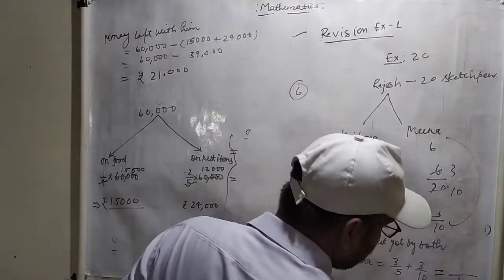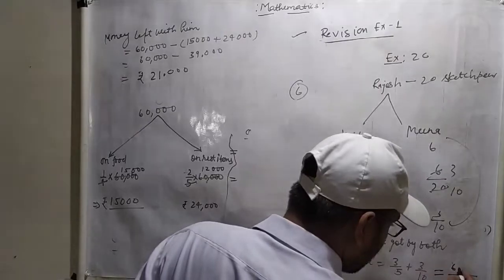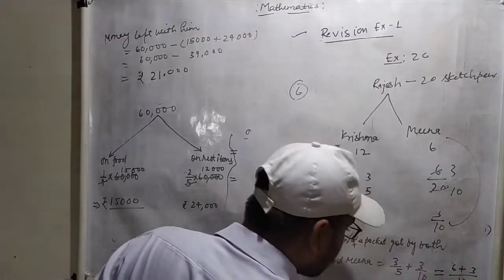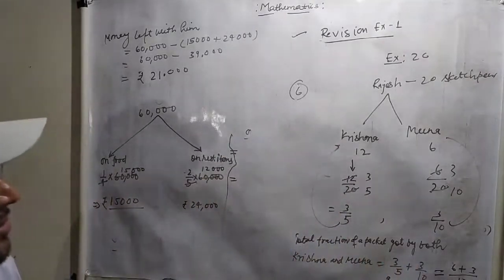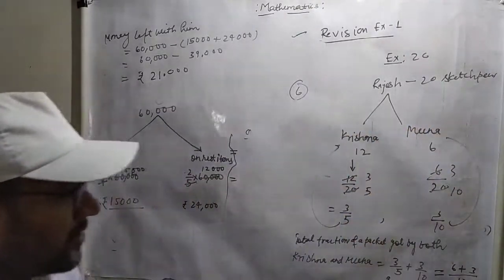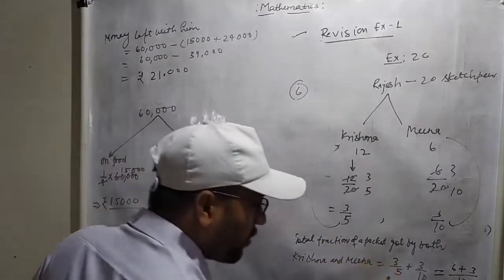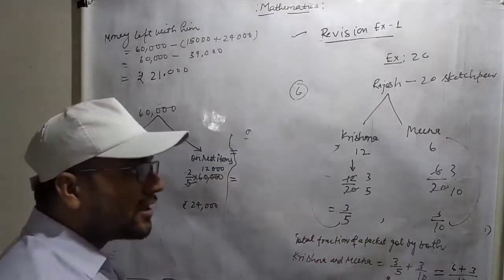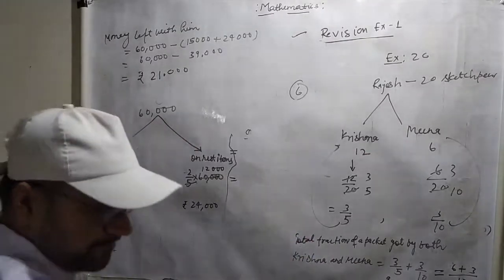So your LCM is 10. 3 2s are 6, plus 3. What will you get? 9/10. That is the total fraction of Krishna and Meena. Why have I solved this one? Because after that, if you subtract this quantity from 1, you will get your required answer. What is left, the quantity as a fraction.